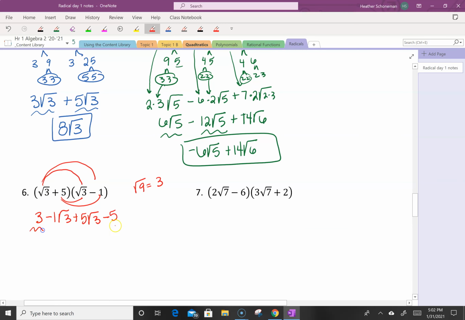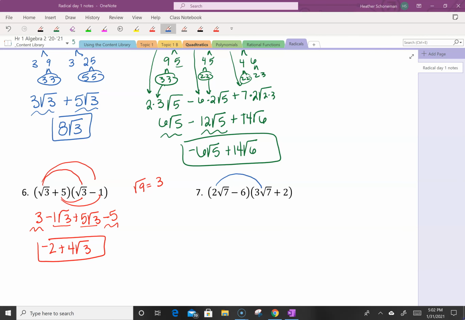Okay, combine like terms. 3 and negative 5 would be negative 2. Negative 1 and 5 would be 4 square root 3. And that's our final answer. Let's try one more of these. 2 square root 7 times 3 square root 7.